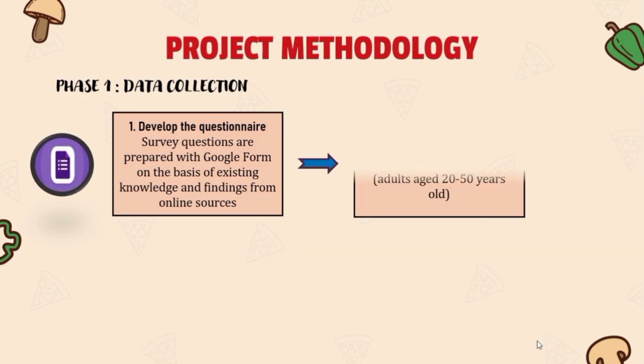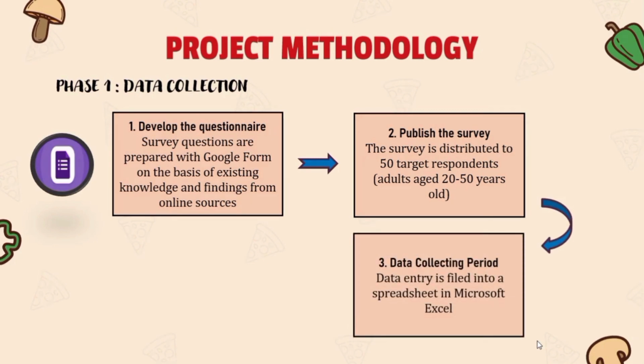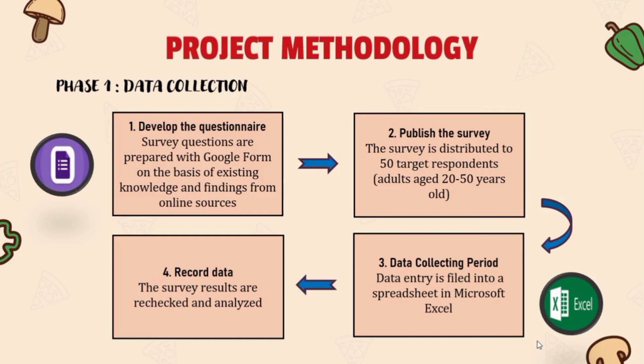After that, we had published the survey. The survey is distributed to 50 target respondents, which are adults aged 20 to 50 years old. And the third stage is data collecting period, where the data entry is filed into a spreadsheet in Microsoft Excel. And then the final stage is recording the data, where the survey results are rechecked and analyzed by using SPSS software.